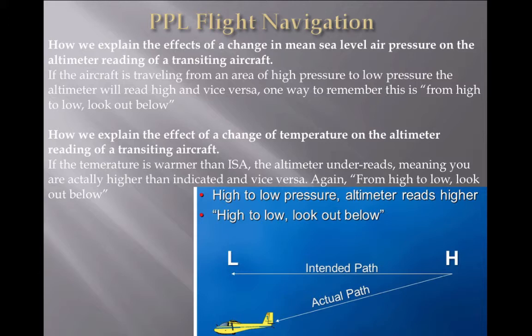How we explain the effects of a change of temperature on the altimeter reading of a transiting aircraft: if the temperature is warmer than ISA, the altimeter under-reads, meaning that you are actually higher than indicated, and vice versa. Again, remember: from high to low, look out below.